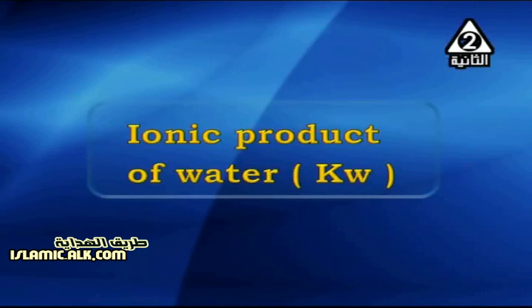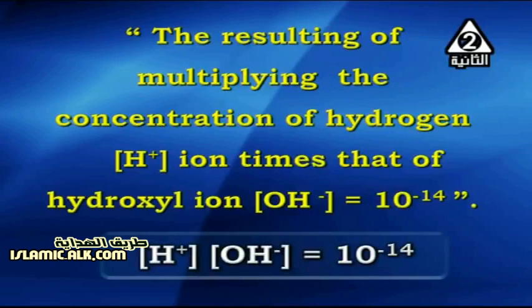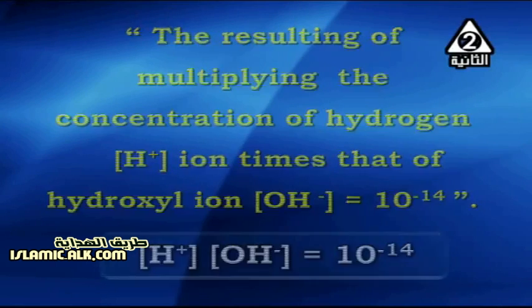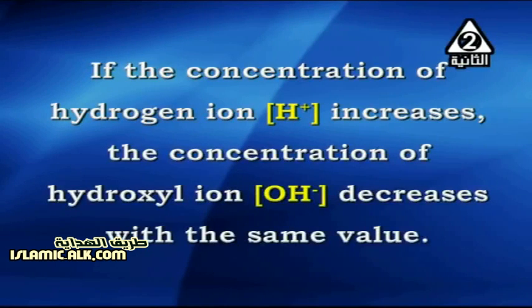My dear students, we call the equilibrium constant Kw the ionic product of water. It states that the result of multiplying the concentration of hydrogen ion times the concentration of hydroxyl ion equals 10 to the power negative 14. My dear students, as shown in the relation above, the concentration of hydrogen ion and the concentration of hydroxide ion are inversely proportional to each other. That means when the concentration of hydrogen ion increases, the concentration of hydroxide ion decreases, and vice versa.